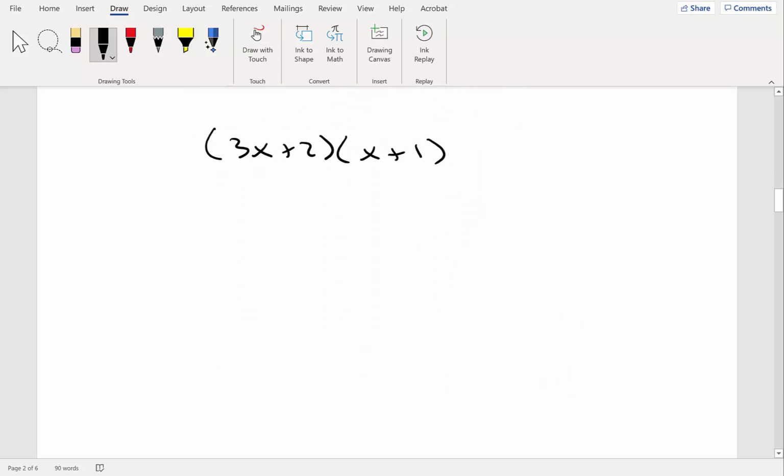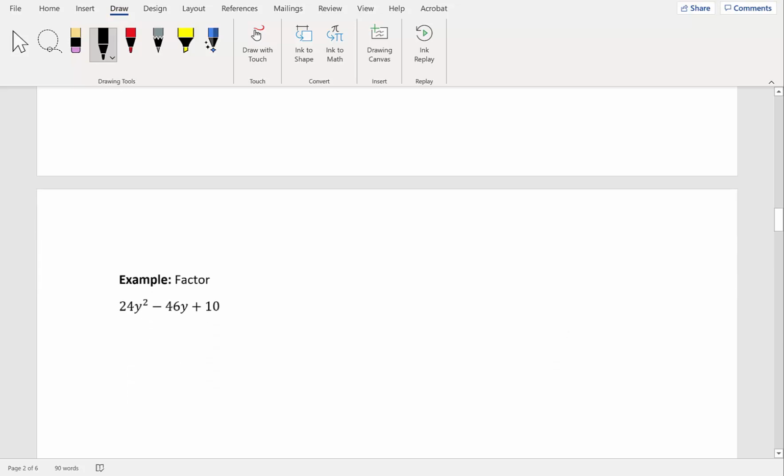Let's take a look at one more using this method. So factor, so we have 24y squared minus 46y plus 10.